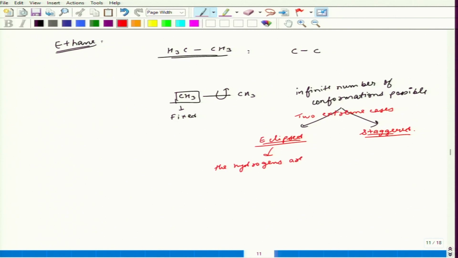are as close as possible, the hydrogens of two carbon atoms. And staggered means as far as possible.